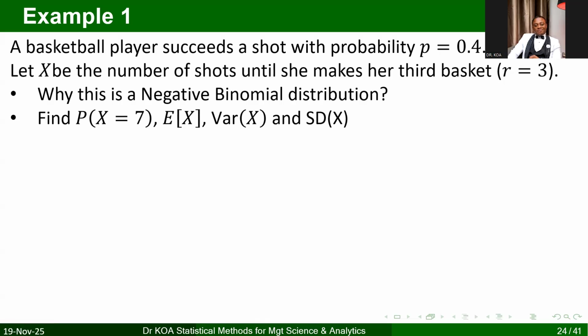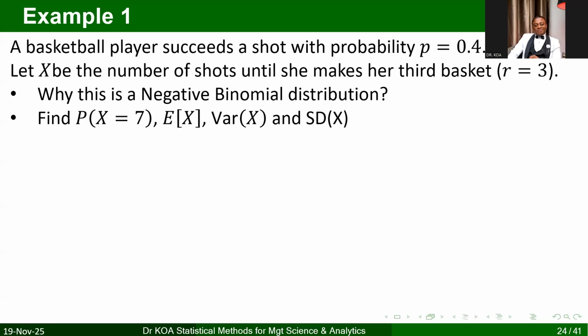This is a negative binomial distribution. They must be independent, because the way the first shot is done doesn't influence the way the second shot is done. So that's the second one. First is that the shot is a success with a certain probability. Second, the trials don't depend on each other.